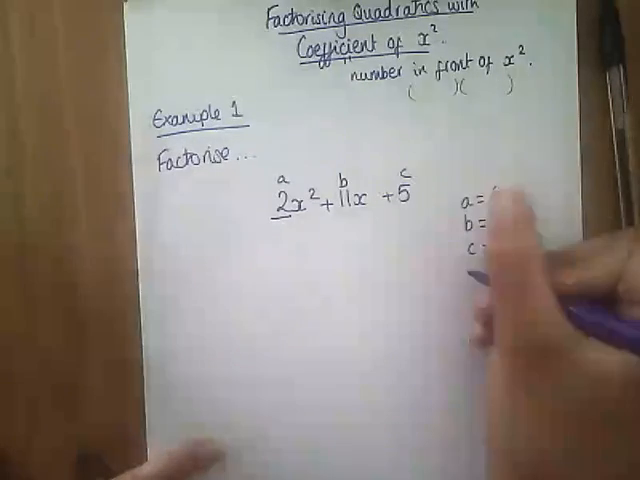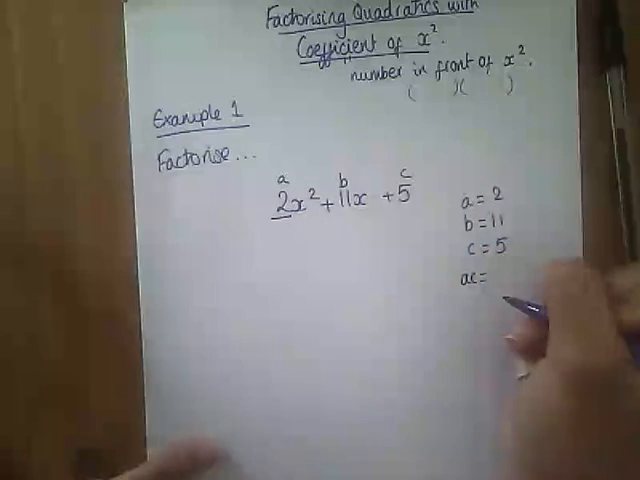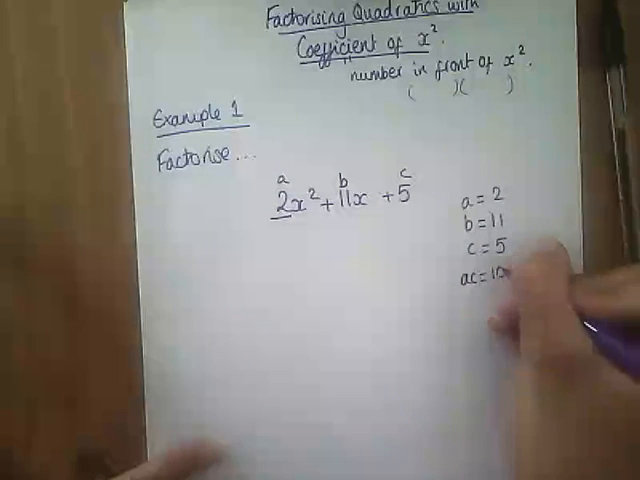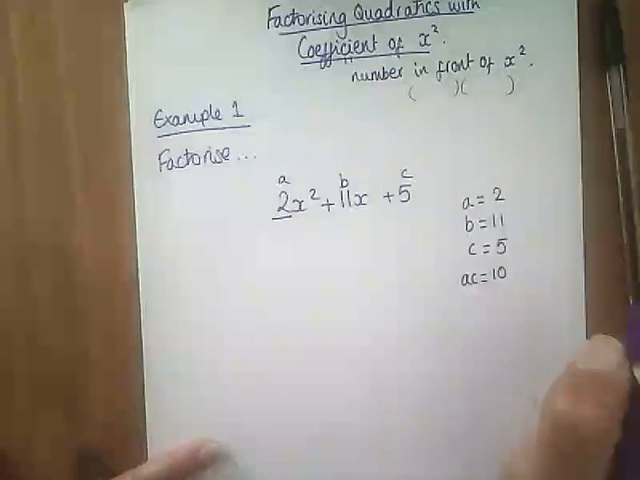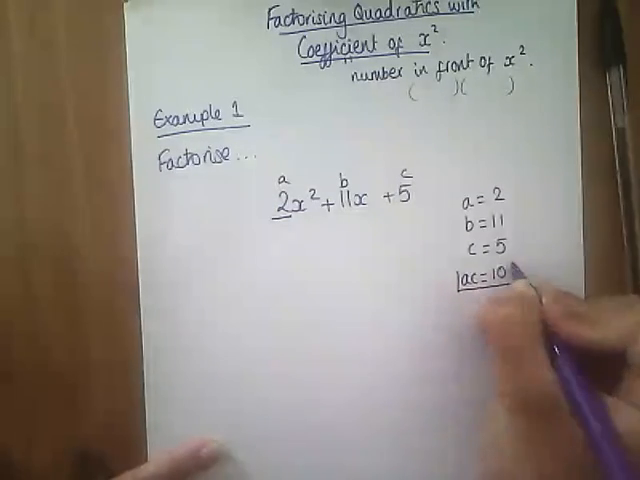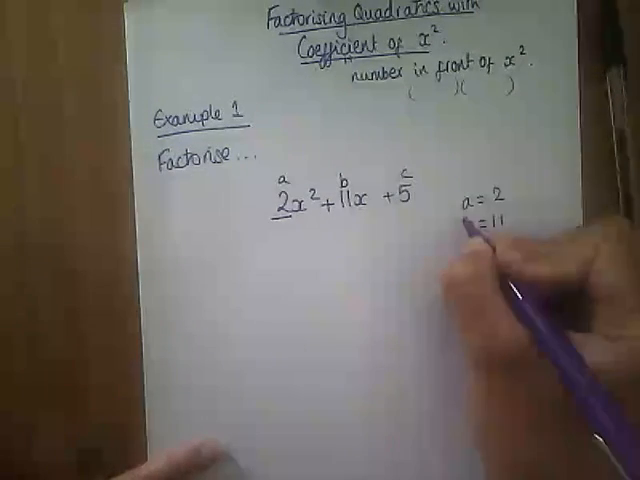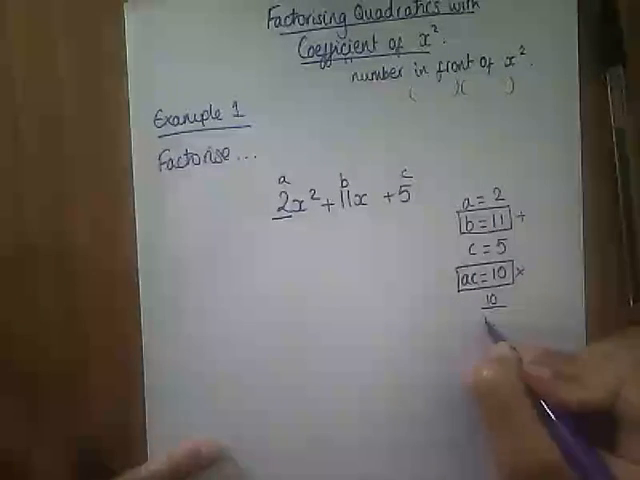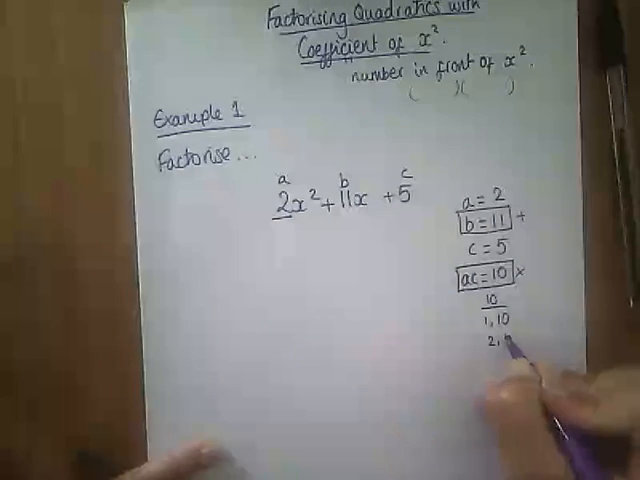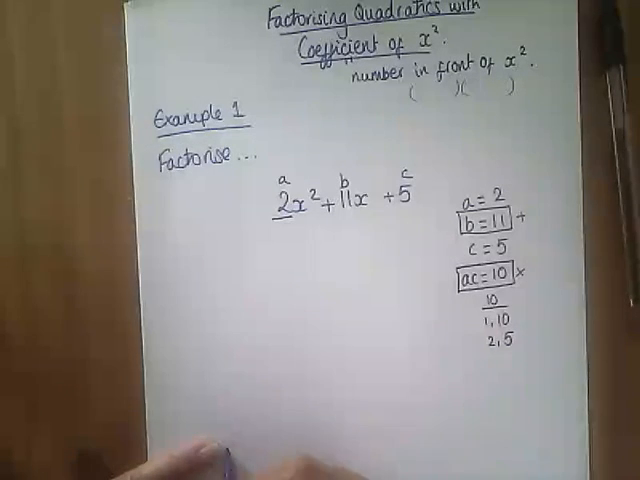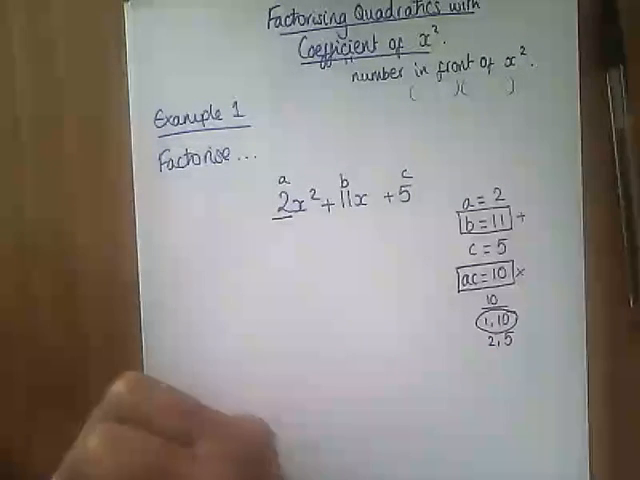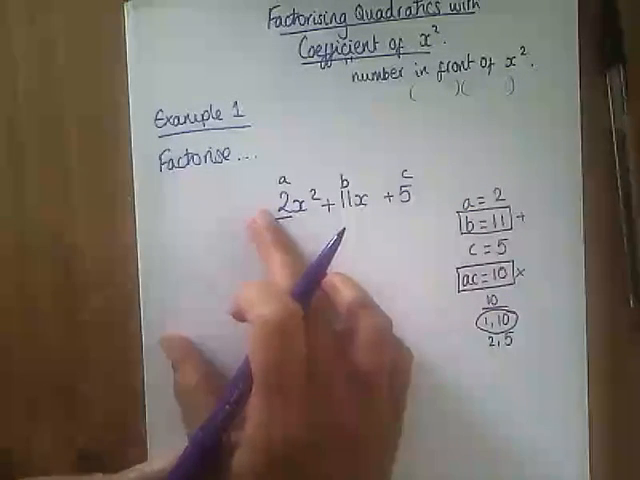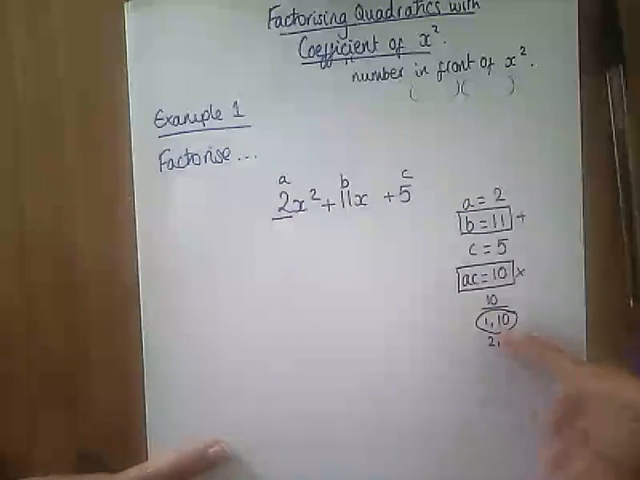We are then going to write down the value of AC, A times C. So AC is 2 times 5, which is 10. We are then looking for two numbers that multiply to get 10 and add to get 11. If you can't think of them, think of your factors of 10. So we've got 1 and 10, 2 and 5. Which pair of those numbers adds to get 11? Obviously, it's going to be 1 and 10. Now, if there was no number in front of x squared, you could then just plonk those two in the brackets. But as there is a number in front of x squared.